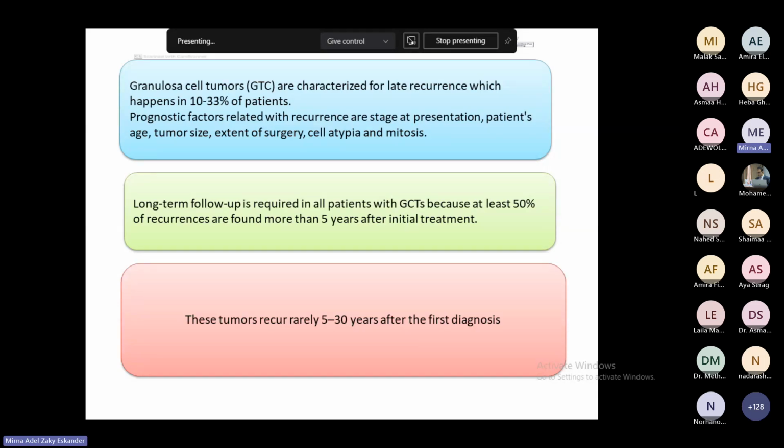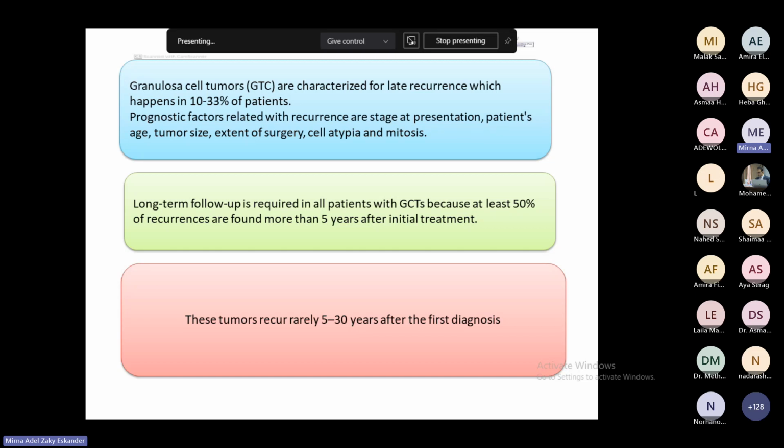So what is the take-home message? Granulosa cell tumors are characterized by late recurrence, which happens in 10 to 33% of patients. The prognostic factors related to recurrence are the stage at presentation, patient's age, tumor size, extent of surgery, cell atypia, and mitosis. So long-term follow-up is required in all patients with granulosa cell tumors because at least 50% of recurrences are found more than 5 years after initial treatment.